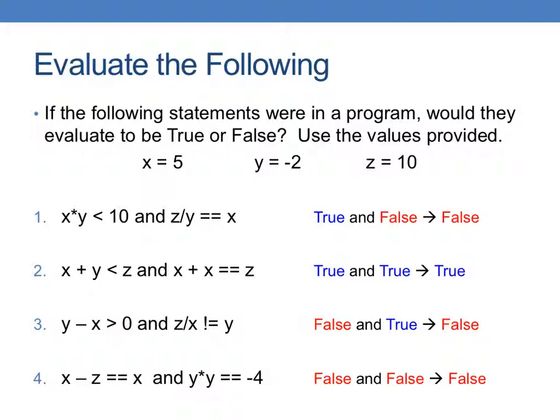All right, so hopefully you gave those a try. As you look through here, you'll notice we have a true and a false, which results in false, true and true, which results in true, false and true, which results in false, and false and false, which results in false. So hopefully those went well, and you have a better idea of how those and complex Boolean statements work.